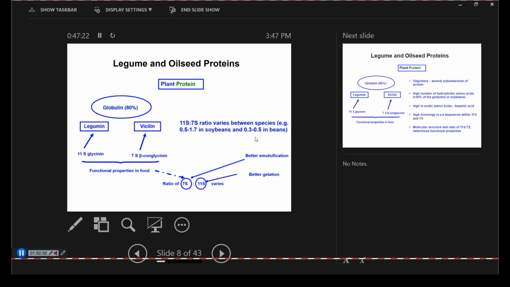We will learn that this has better emulsification, this has better gelation. Legumin is a bigger molecule, it has SS linkages, so it's better for gelation than emulsification. We will learn that beta-conglycinin, or vicilin, has a better balance of hydrophobic and hydrophilic residues on the surface, so they can form better emulsifiers.